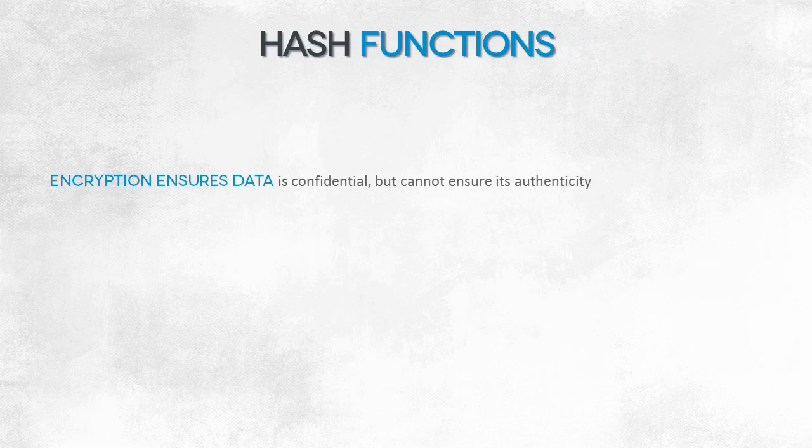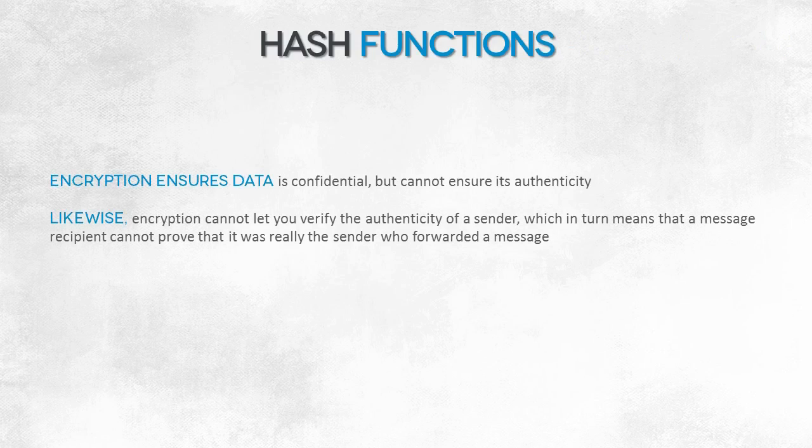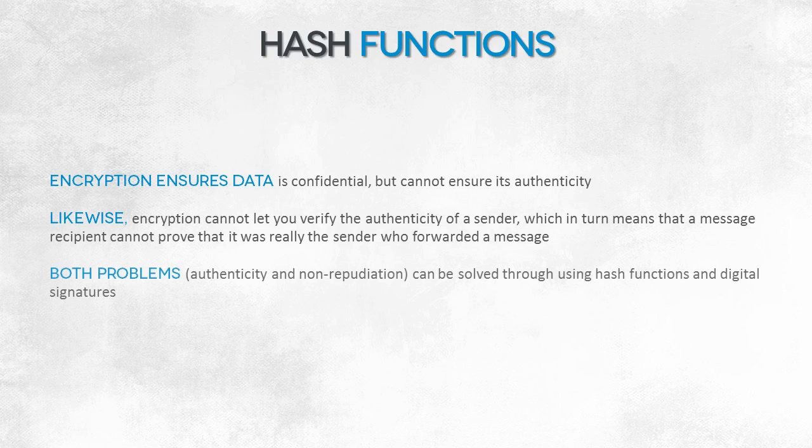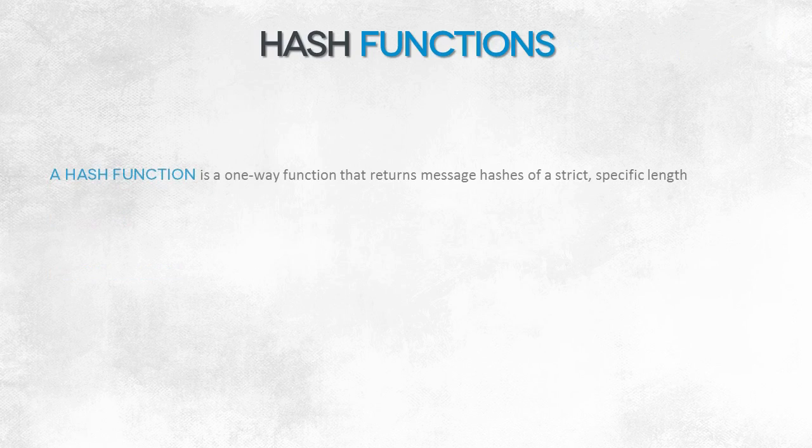Encryption doesn't translate to the ability to prove a message sender's identity. The two factors, authenticity and non-repudiation, are ensured by the use of hash functions in digital signatures. A hash function is a one-way function. You have to find a hash, a characteristic fixed-length trait of a variable-length message.